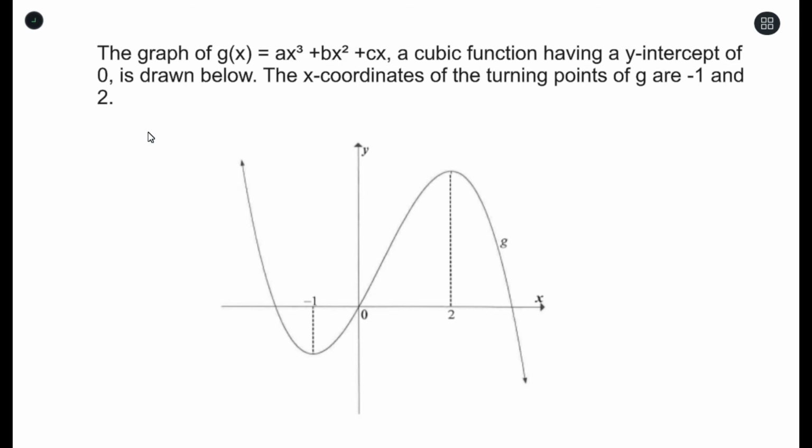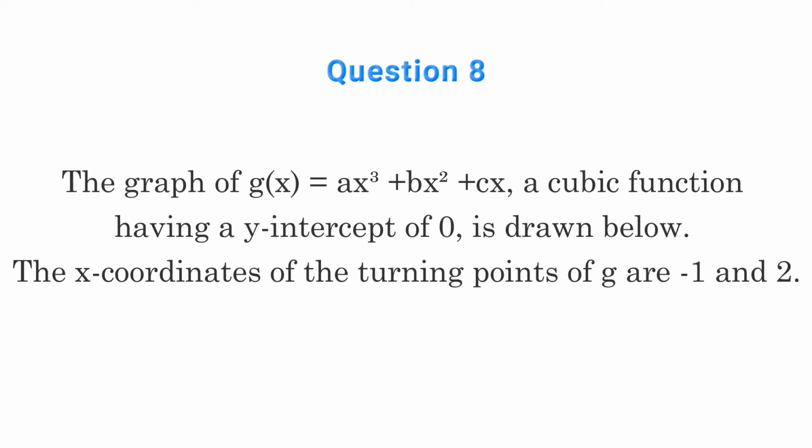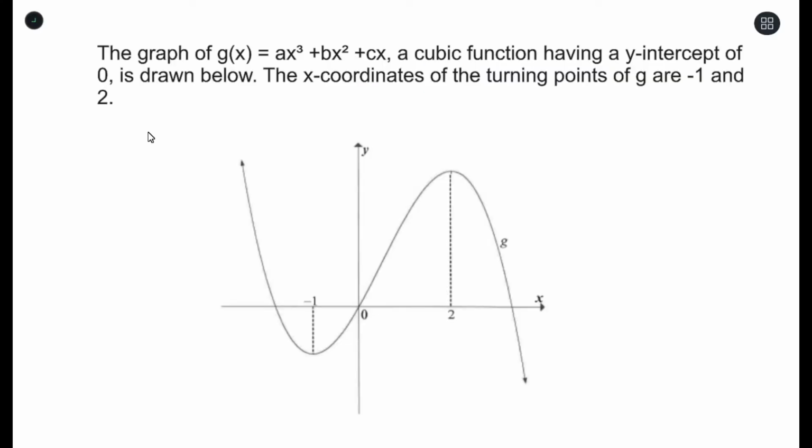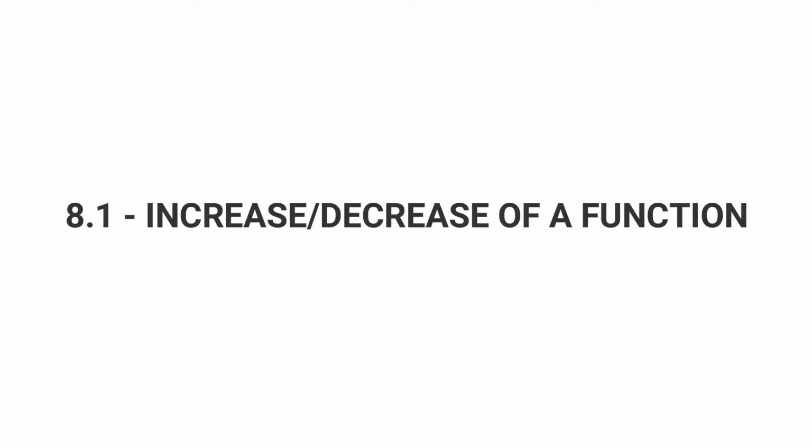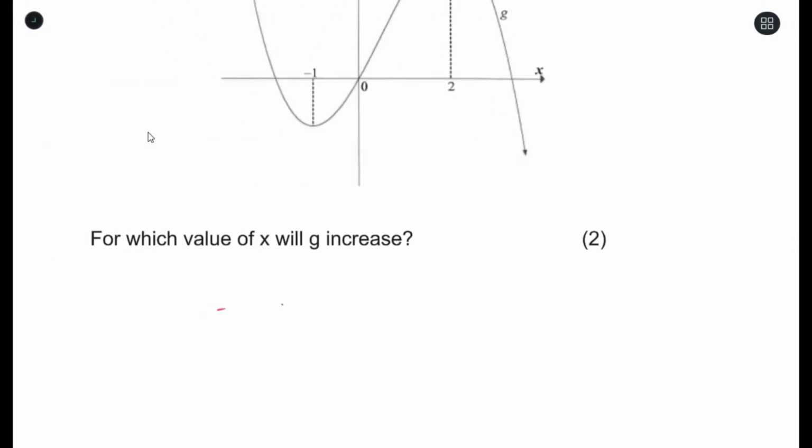So this question says the graph of g(x) = ax³ + bx² + cx, a cubic function having a y-intercept of 0, is drawn below. Now, the x-coordinates of the turning points of g are -1 and 2. The first question asks us: for which values of x will g increase?